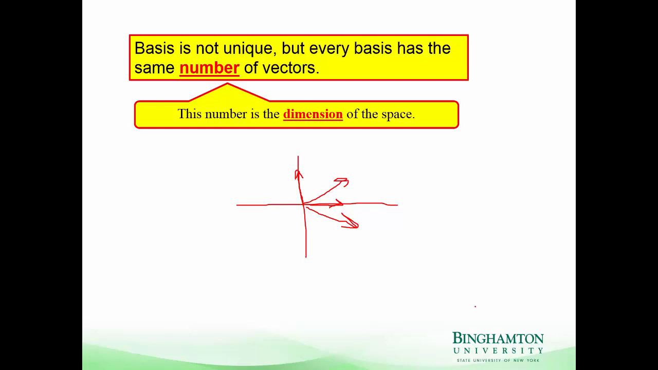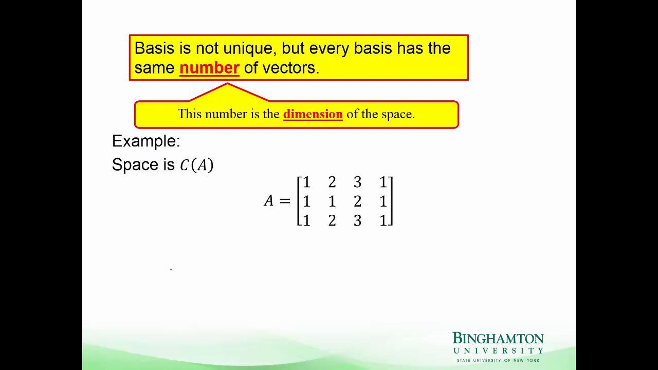Remember, they just need to span and be linearly independent. So for any given space, there are infinitely many bases. But the number of vectors in the basis for a given space will always be the same. And that number is what we call the dimension of that space.